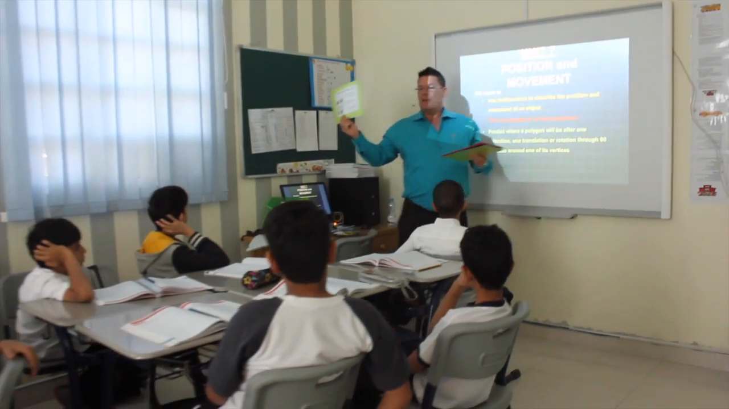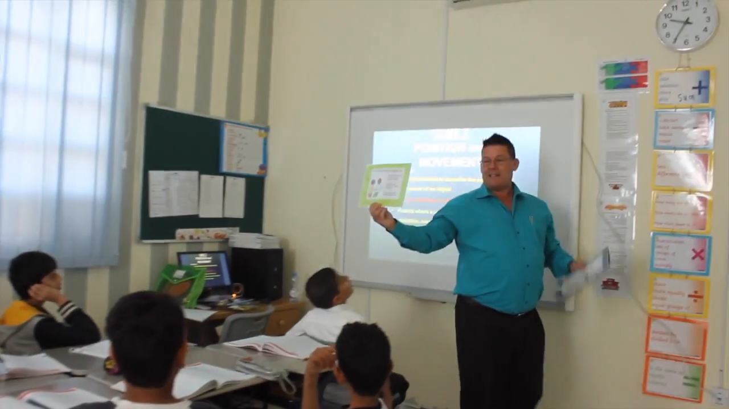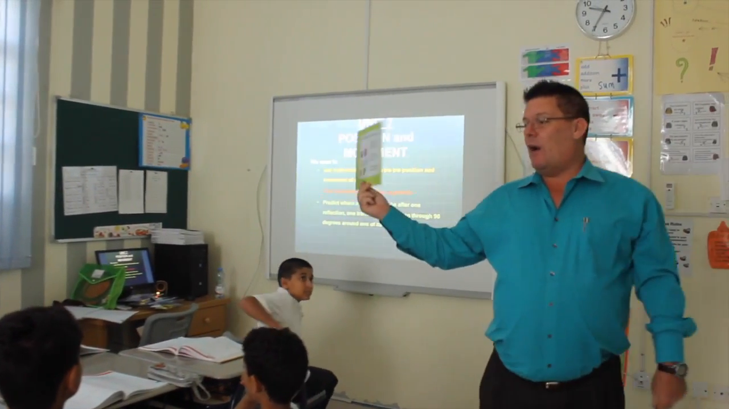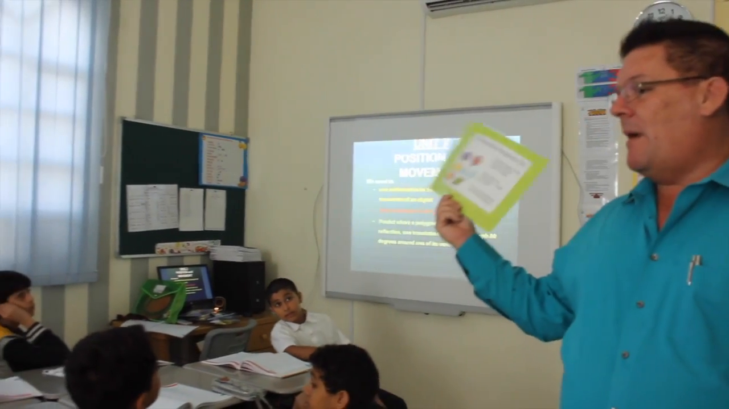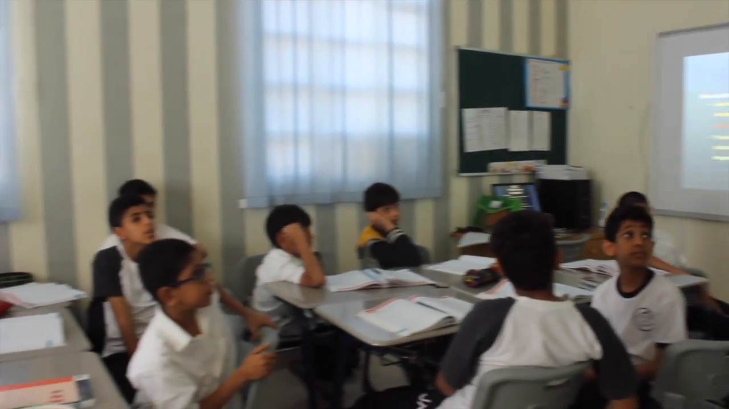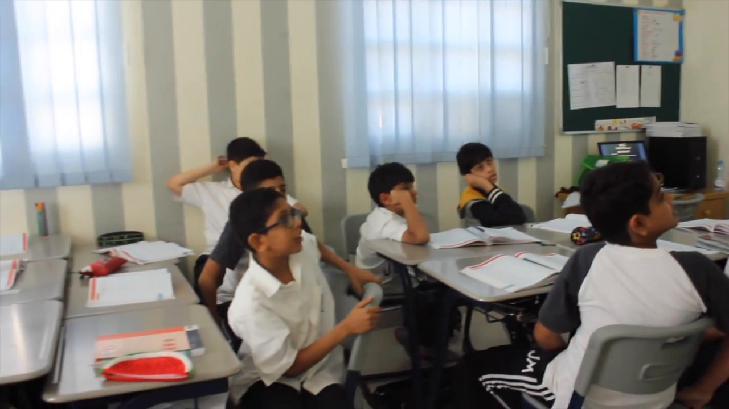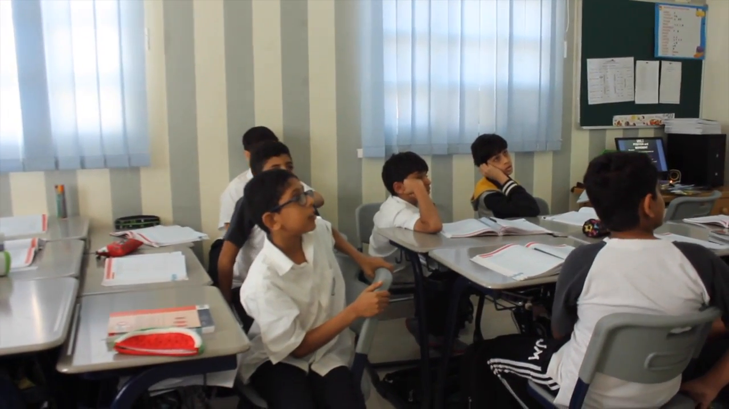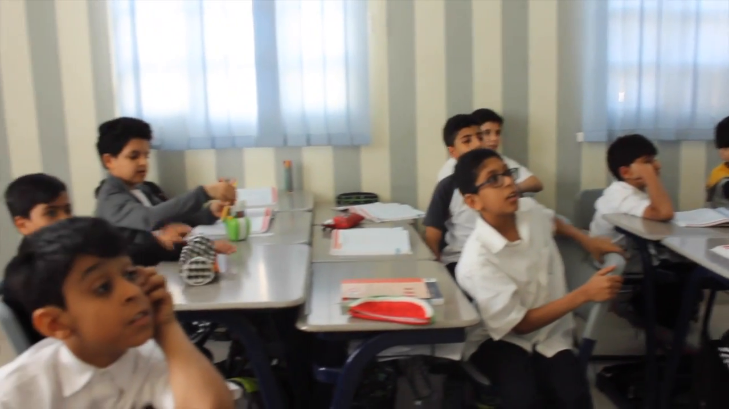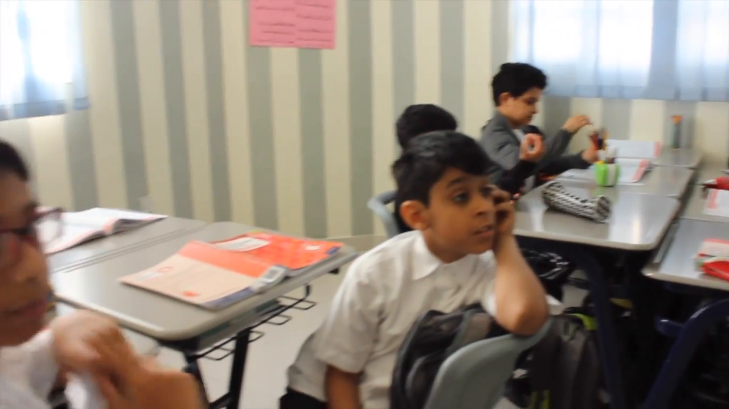Okay. This is 2D polygons, right? Yes. Can you name a polygon for me, Mohammed, quickly? Give me a polygon. Square. Square. Another one. Triangle. Another one.